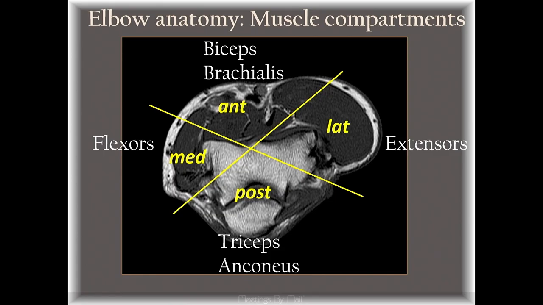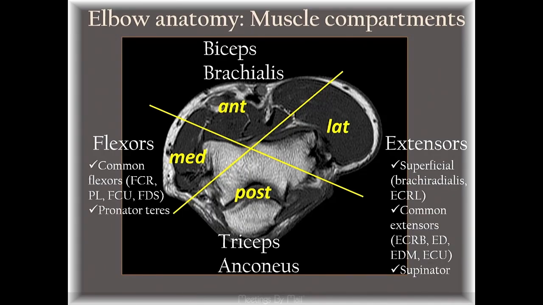This is a simplified way to look at the anatomy, but it's very practical and useful. These are the flexors and extensors. You most of the time don't need to know them individually. So in the extensors, there's a superficial group listed here, and then the common extensor tendons proper, and then you've got supinator, and flexors are listed here. There's also pronator teres on the medial side of the elbow.